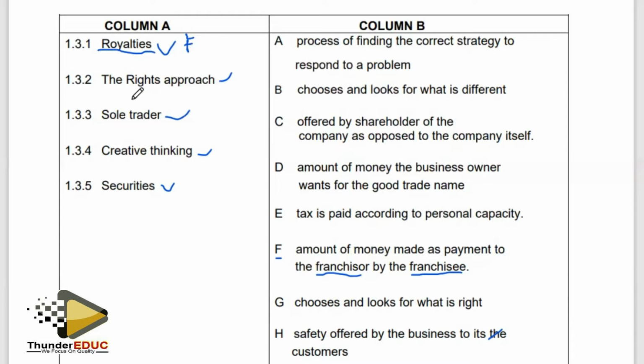Answer. So when we are reading our description here, the right approach chooses and looks for what is right. And this is our alternative G. Write G on this question here. Right.